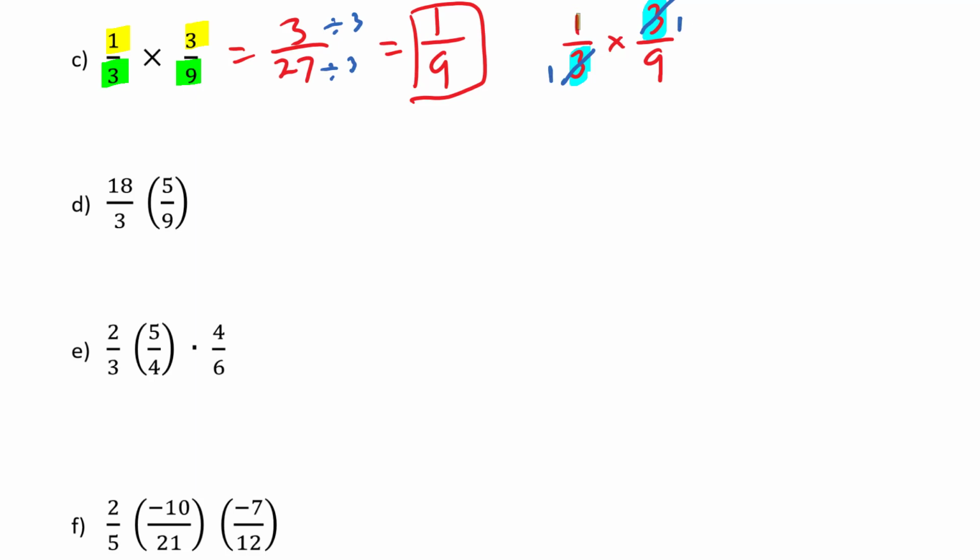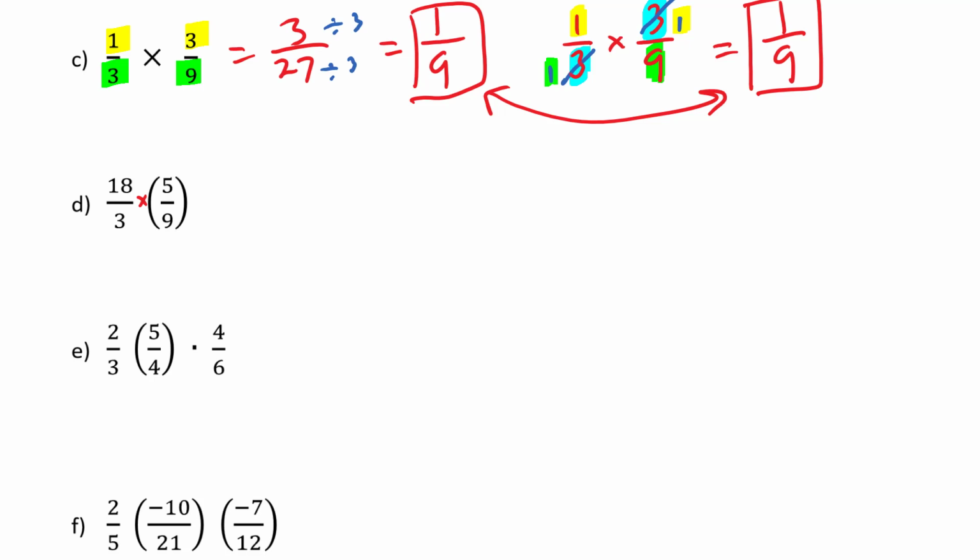Now I multiply this one with this one, and I multiply this one with this 9. And here I get 1 over 9. Same answer, both here and here. 2 different ways to go about it. Let's try D now. Remember, you don't see a sign in between. You assume it means multiplied by. Let's see if we can cancel out terms.